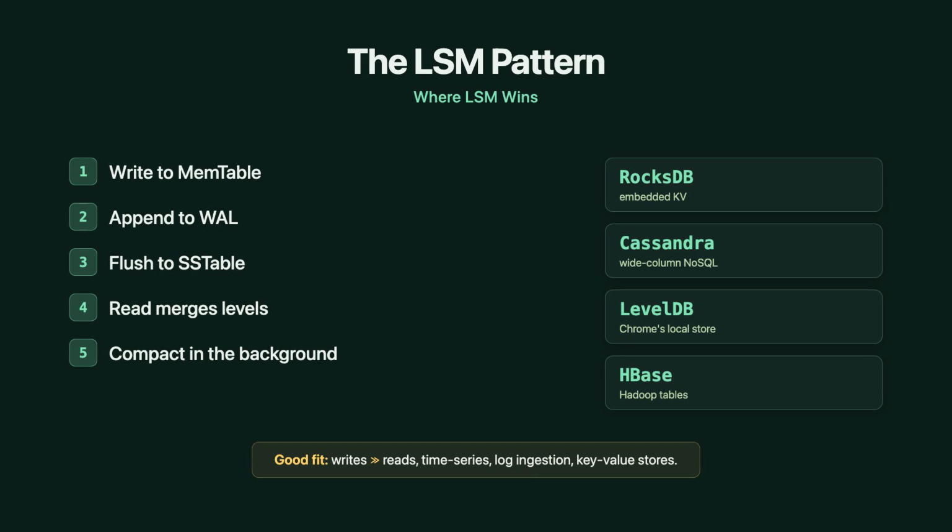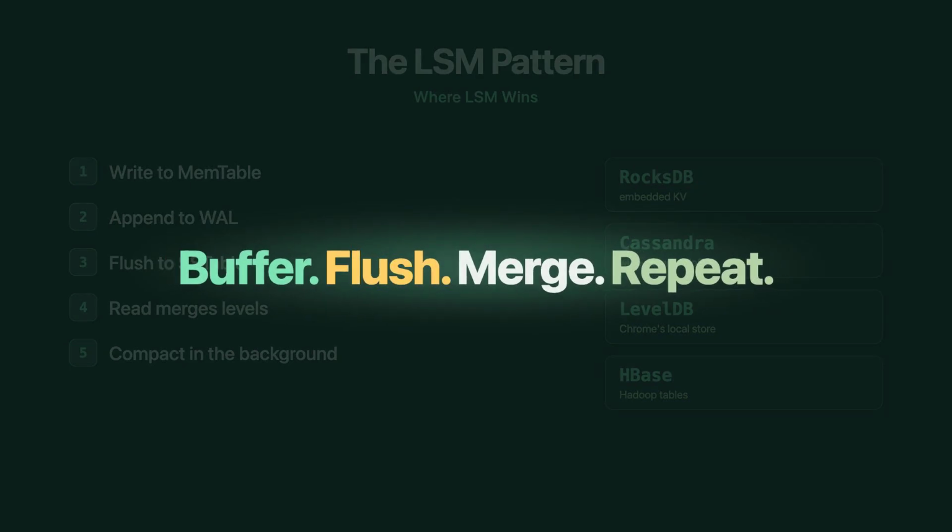LSM trees are the right pick when writes outnumber reads, when ingestion is bursty, when you're storing time series, logs, or any kind of append-heavy workload. The trade is honest. Writes are cheap, sequential, predictable. Reads pay a little extra to merge across levels. Compaction does the housekeeping, and the disk arm finally gets to rest. Buffer, flush, merge, repeat. That's how LSM trees actually work.